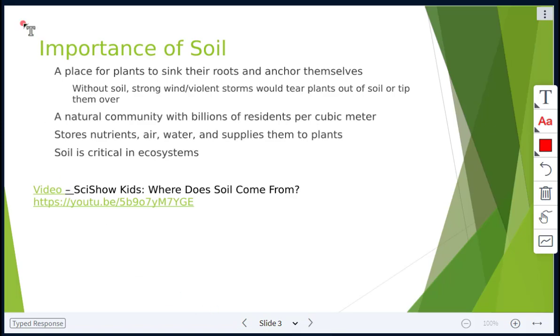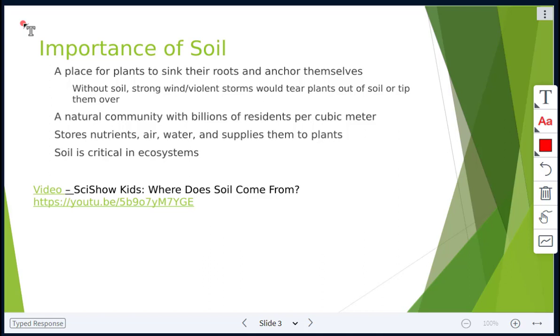All right, but first of all, why is soil important? We know it's a place for plants to sink their roots and anchor themselves. Without soil, if there were strong winds or violent storms, rainstorms and so on, it would just tear the plants right out of the soil or tip them over.